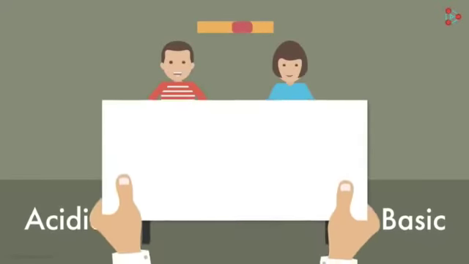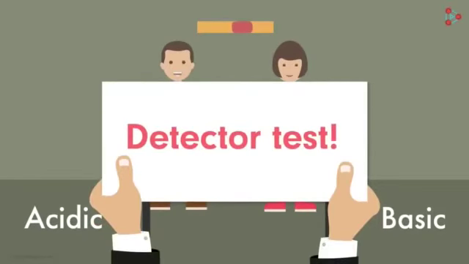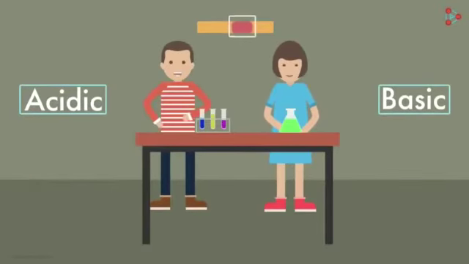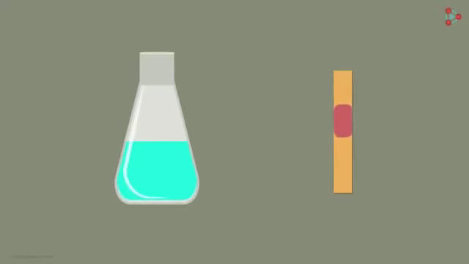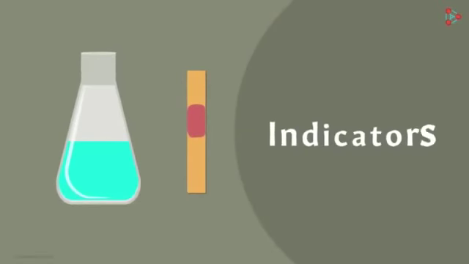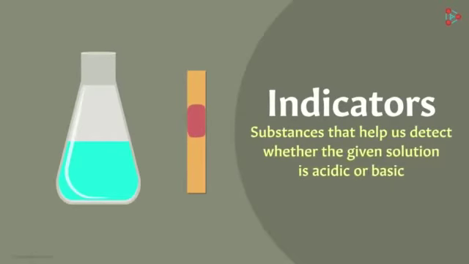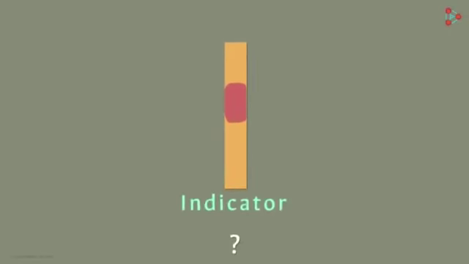The teacher returned and explained that the two had performed one of the detector tests. They were supposed to detect whether the solutions given are acidic or basic. And since the yellow paper changed color and turned red, it indicated that one solution was tested. But how does this paper tell us the nature of this solution? Do you remember understanding the concept of indicators in the previous video? These are nothing but substances that help us detect whether the given solution is acidic or basic without having to taste it. So is this yellow paper an indicator?